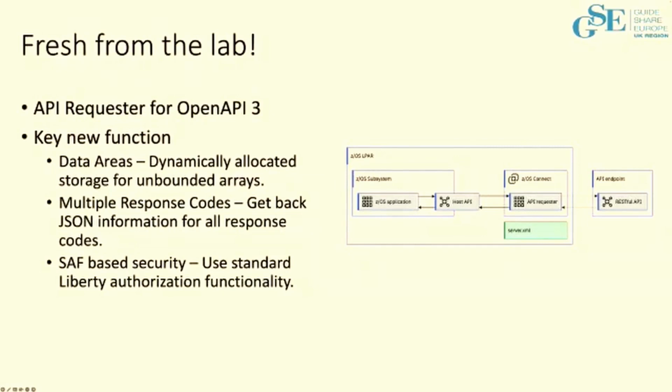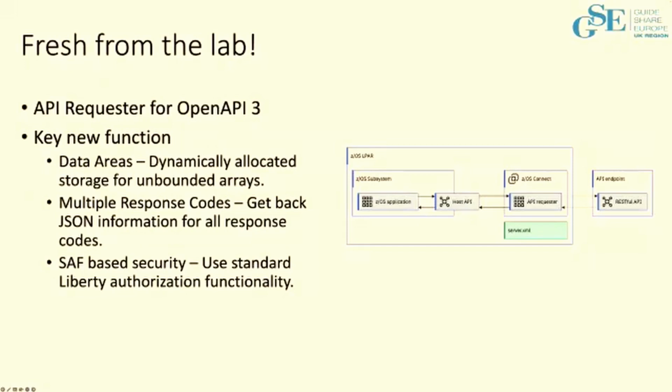And so zOS Connect has always had, well, for a long time now, the API requester functionality. And that's the ability to call a RESTful API from your CICS program, from your IMS transaction, in a way that's familiar to the CICS programmer or the IMS programmer. So abstracting away all those verbs and URIs and query parameters and giving you a copybook, something that you can just put values into, make a call, and then get the information back again.